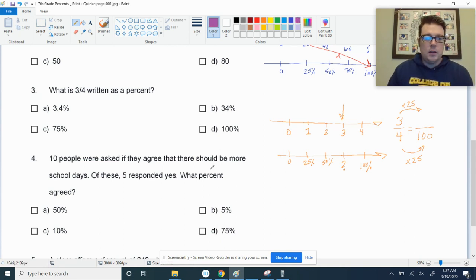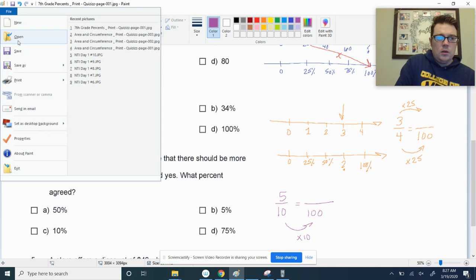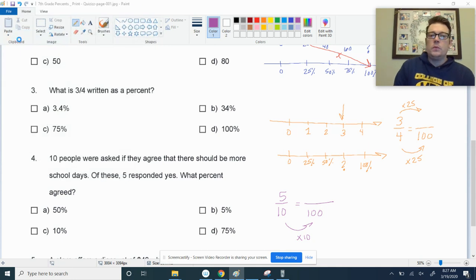10 people are asked if they agree that there should be more school days. Of these, 5 responded yes. What percent agreed? Well, I think most of you know that 5 out of 10 is the same as halfway. So you could think of it, all right, what did I do to that to get to 100? I multiplied by 10. So this has to be 50% of the people agreed. They responded yes. So that's pretty easy. Let's go on to number 6, go on to the next problem.